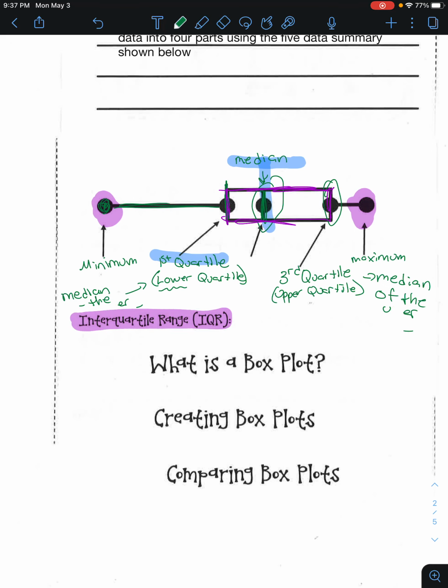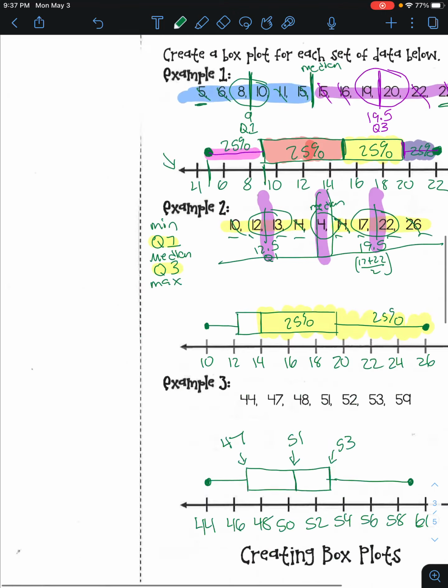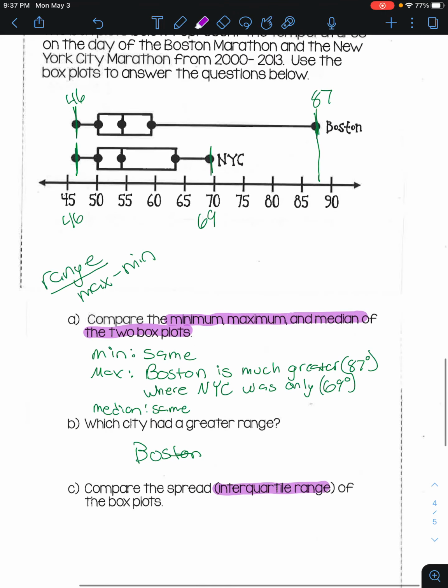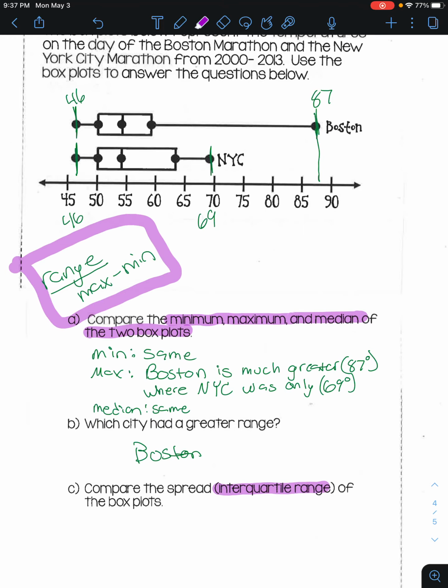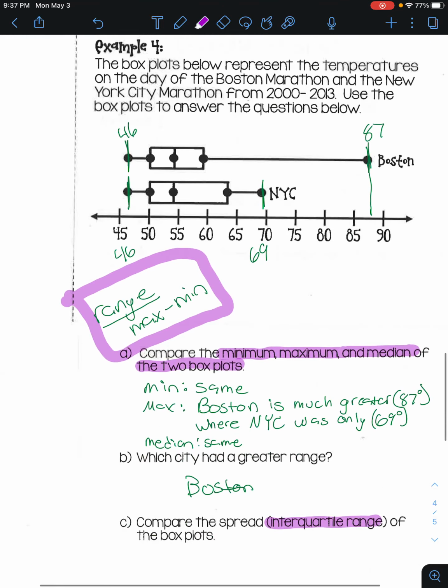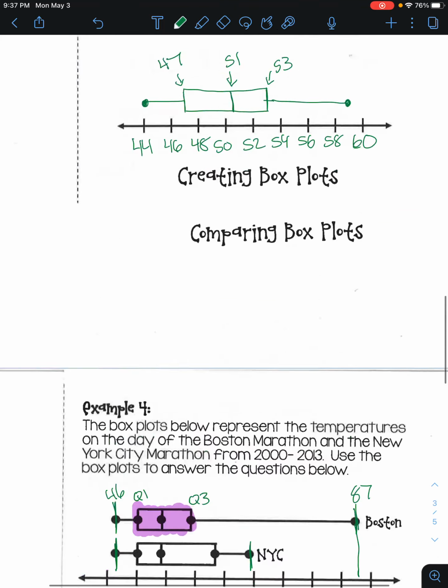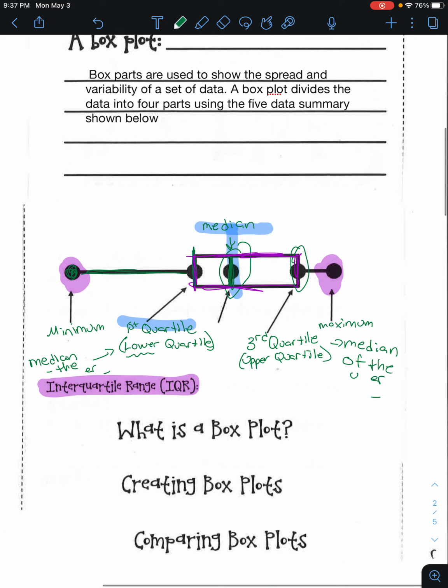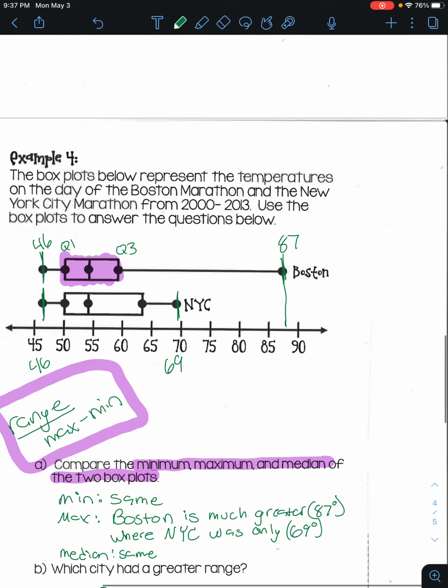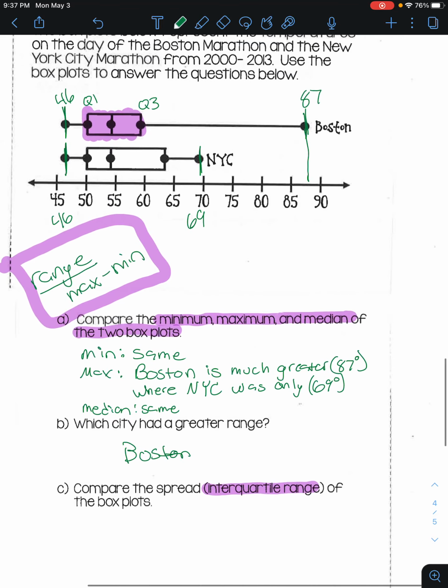The interquartile range is very similar to the range, which is the maximum minus minimum, except it's taking just the max and the min of the box. Well, the max is Q3 and the min is Q1. So the interquartile range comes from Q3 minus Q1. And that's it. The third quartile minus the first quartile. So let's go back down here and say compare the spread of the interquartile range of the box plots.